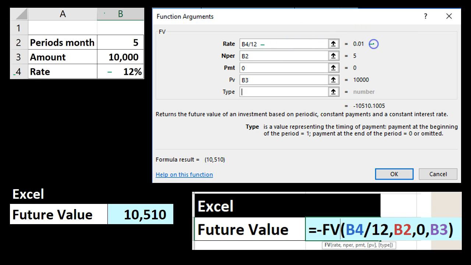So 1% is going to be what we have. Then we're going to have the number of periods is B2, 5. Those two coincide, 5 months, monthly rate. And then we have the payment is going to be 0, this not being an annuity, but a single sum. Present value then B3. B3 being the 10,000. The result is negative 10,510.